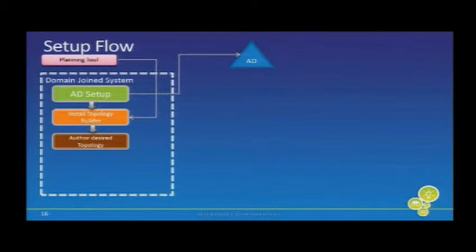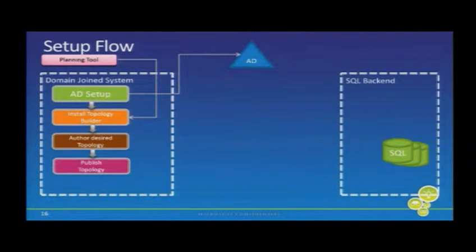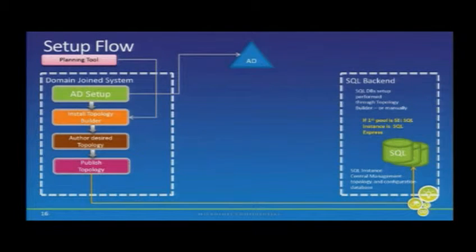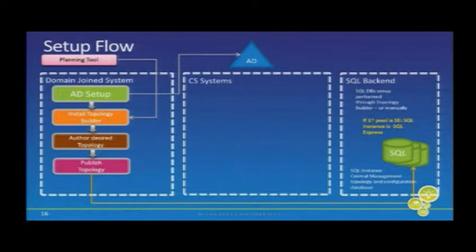So we make any modifications as required. Once done, we then publish the topology. That will push a copy of that topology.xml file into our central management store, which is over on SQL. If it's the first time we're doing this, we're going to have to actually create that database. You'll see that process as well in the Topology Builder demo. If it's already there, we're going to update the existing topology that's in that tool.